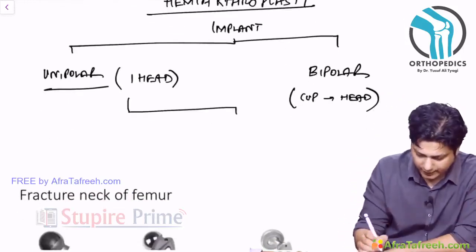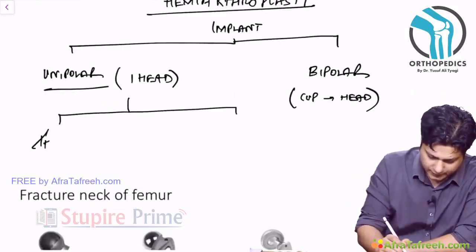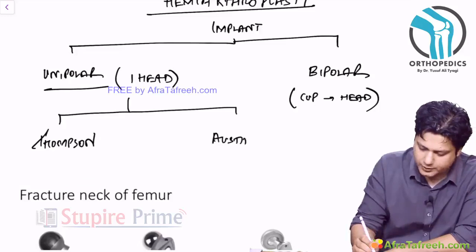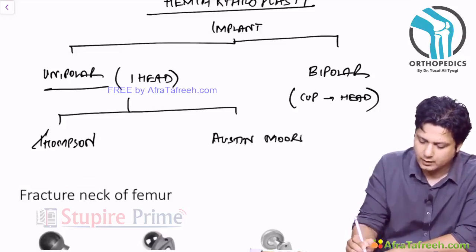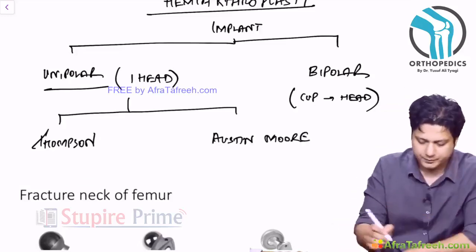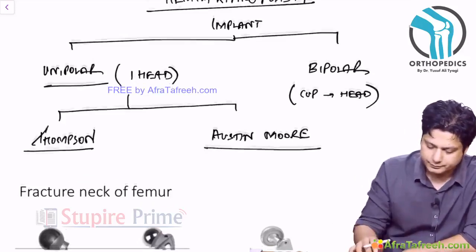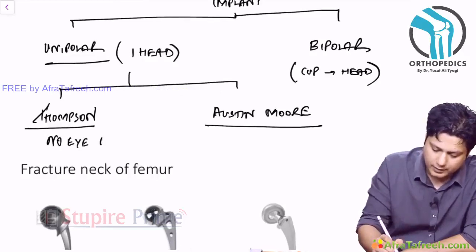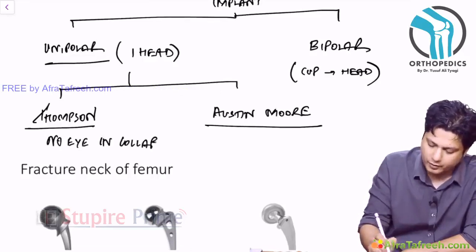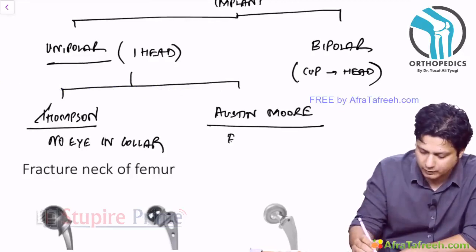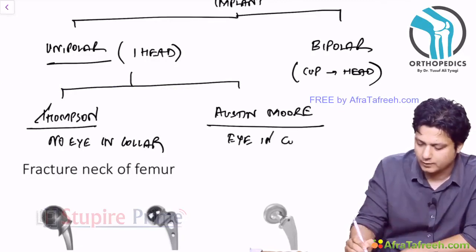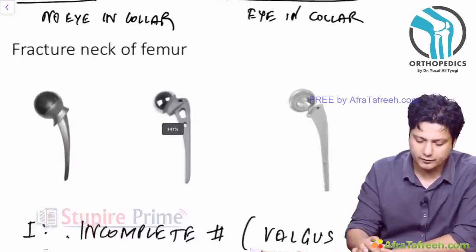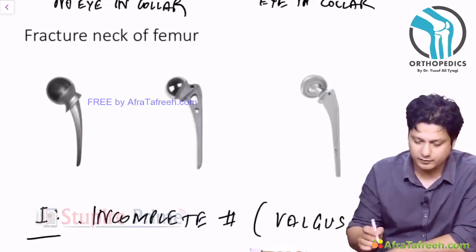Unipolar implant is further divided into Thomson prosthesis and Austin-Moore prosthesis. In case of Thomson prosthesis, there will be no eye in collar, while for Austin-Moore prosthesis, there will be a presence of eye in collar. Now, having discussed this kind of differentiation, now it is very easy for you to identify what is the name of the implant which is provided over here.